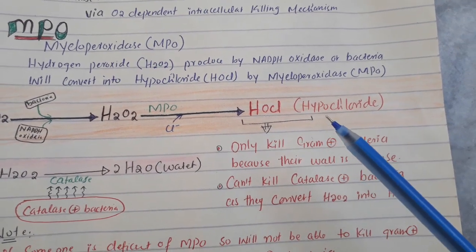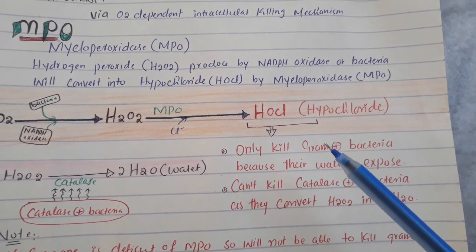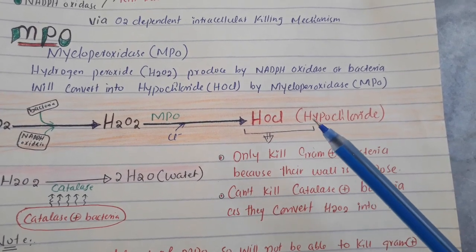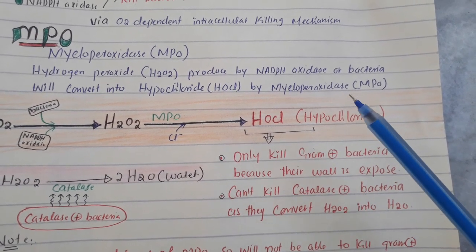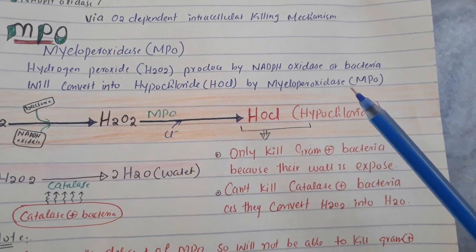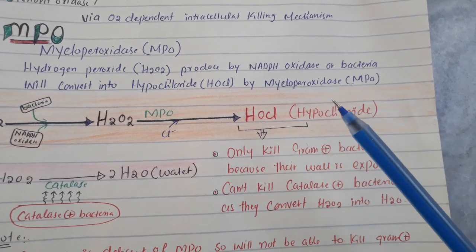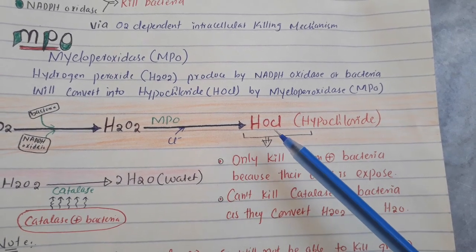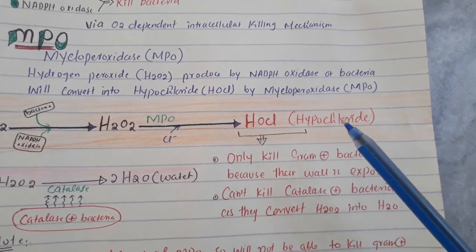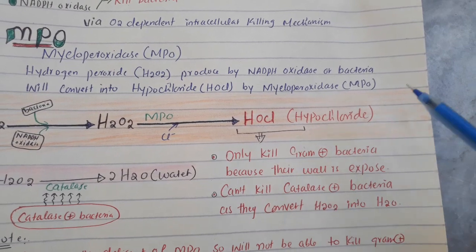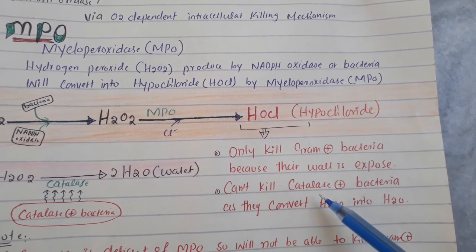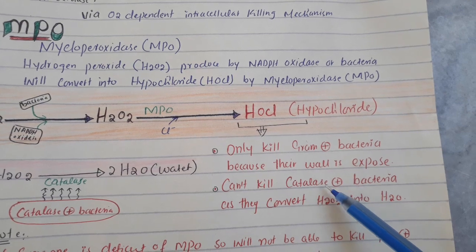Now this HOCl, or hypochlorite, can only kill gram-positive bacteria, because the wall of gram-positive bacteria is exposed. They don't have a capsule or an extra wall, so the wall is exposed, and that's why HOCl is going to kill gram-positive bacteria. But it cannot kill catalase-positive gram-positive bacteria.